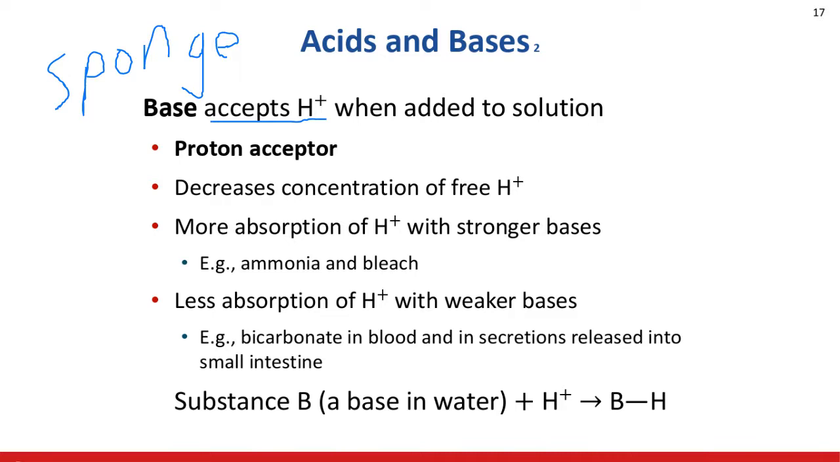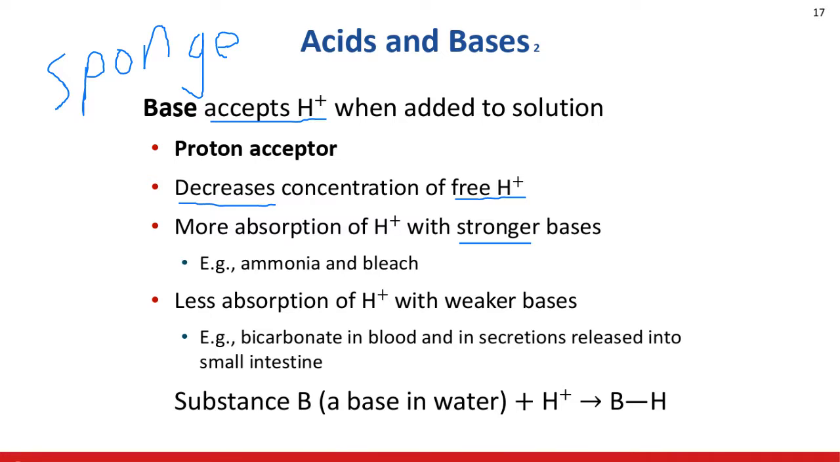So when you add a base to a solution that has a lot of free hydrogen ions, it's going to go around and suck it up. So it's going to decrease the concentration of free hydrogen ions in your solution. The more a base is able to absorb hydrogen ions, the stronger it is. Ammonia and bleach, and that's why they're wonderful cleaners. Okay, not the only reason why. And it's also one of their properties that make them so effective in sterilizing things.